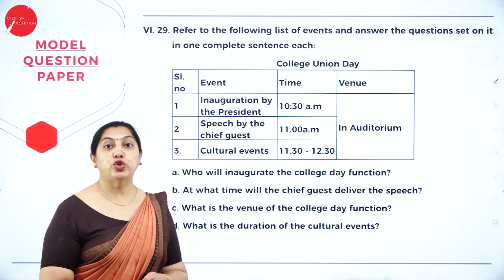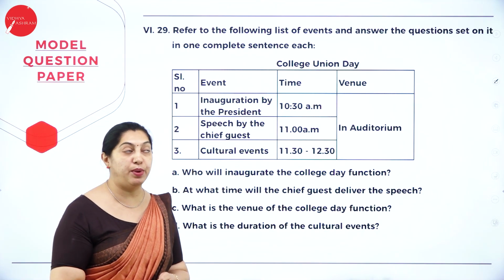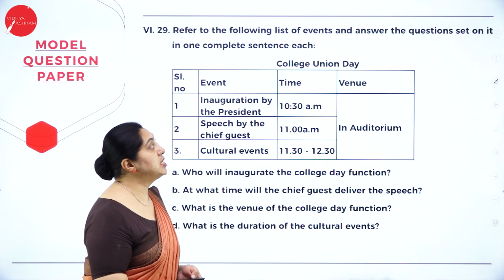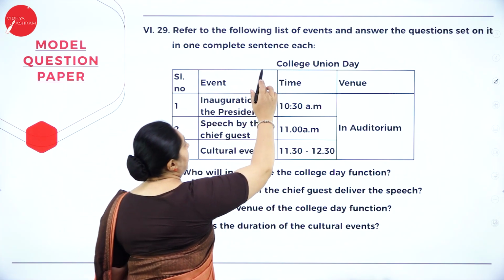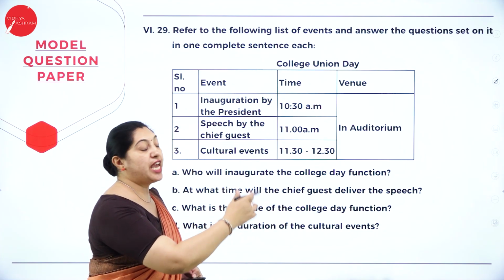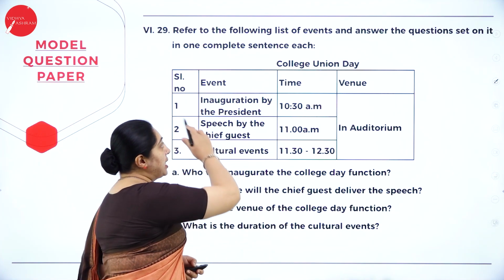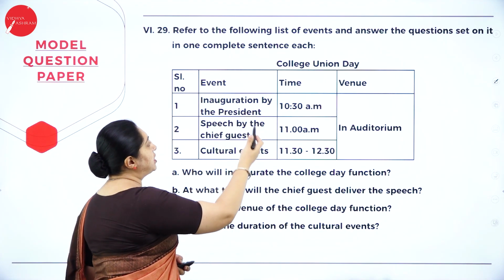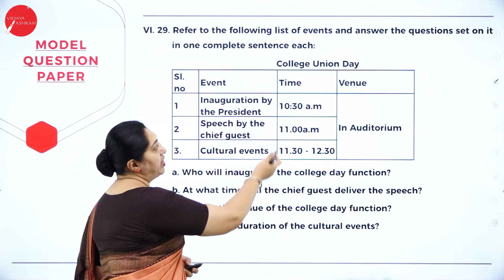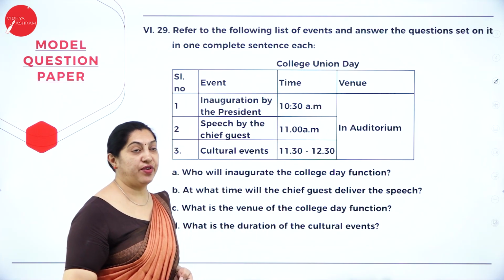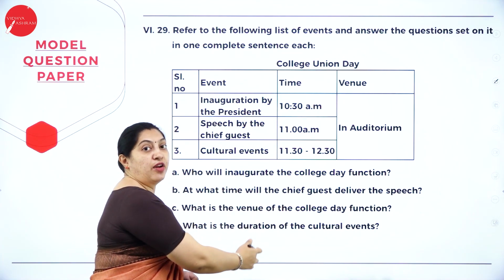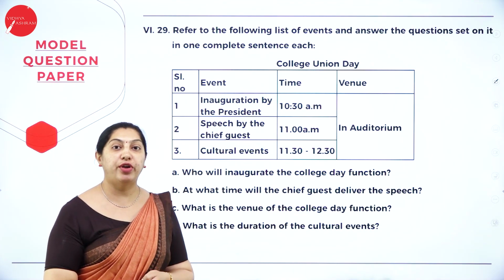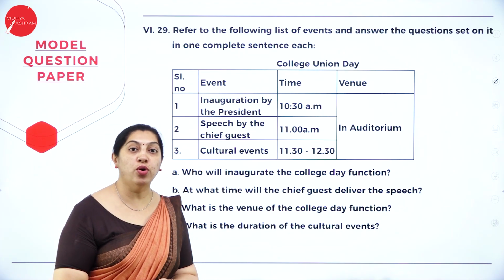Moving on to question number 29, where it's a reference table. Refer to the following list of events and answer the questions set on it in one complete sentence. There are 4 questions. Each question carries 1 mark. You can see the table here. That is the College Union Day, and you can see the inauguration by the president, speech by the chief guest, cultural events, the timing is given and the venue is given. Based on this table, there are 4 questions given here. Read the question, pick the answer from the table and rewrite it. This question carries 4 marks.